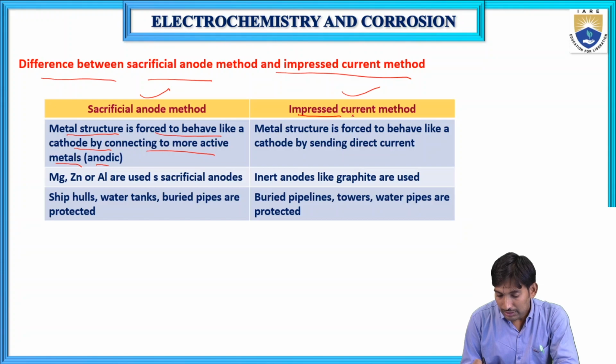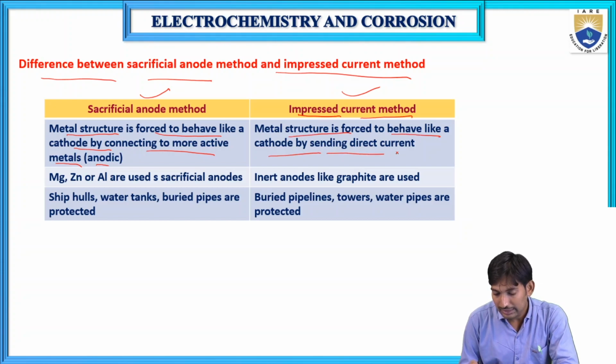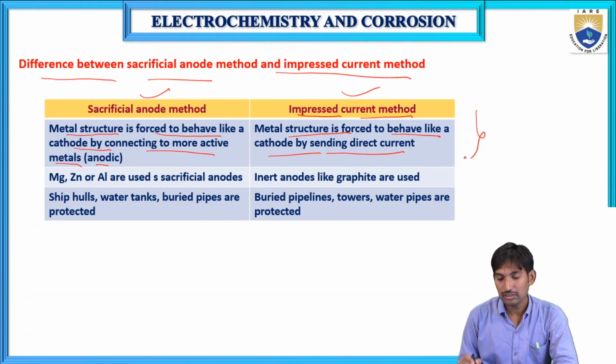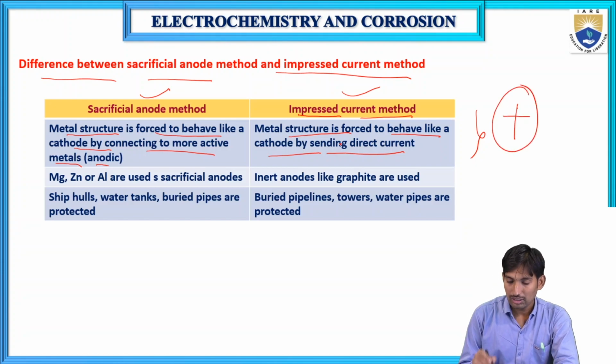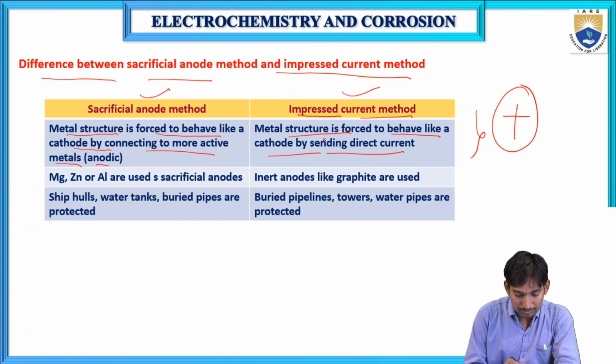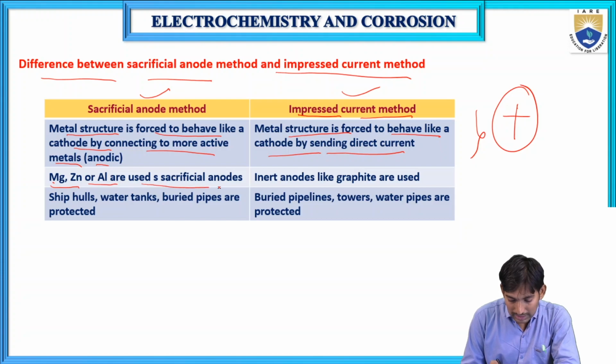But in case of the impressed current method, the metal structure is forced to behave like a cathode by sending direct current. In this method, you have to apply some external power to our base metal. Then only our base metal acts as cathode. For example, magnesium, zinc or aluminum are used as sacrificial anodes. Ship hulls, water tanks, buried pipes are protected.